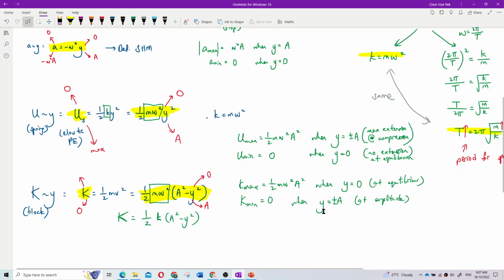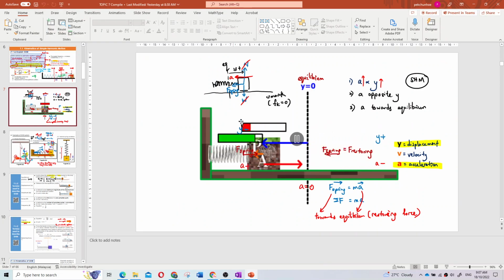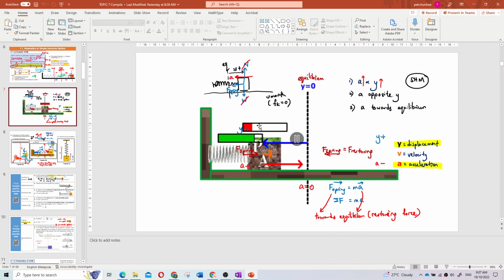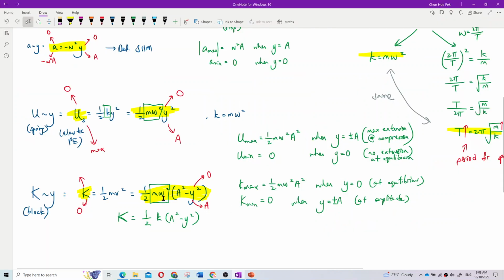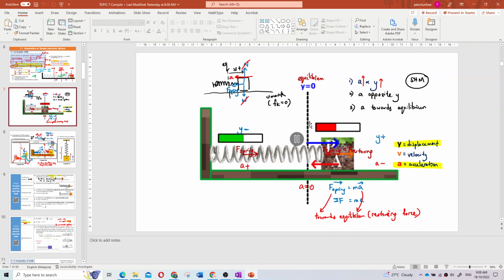Look carefully. If y is at the amplitude, is the kinetic energy 0? Look at the red bar. Does the kinetic energy become 0 at the amplitude? Yes, correct. Our formula is correct. And if at equilibrium, is the kinetic energy maximum? At equilibrium, is the red bar full?